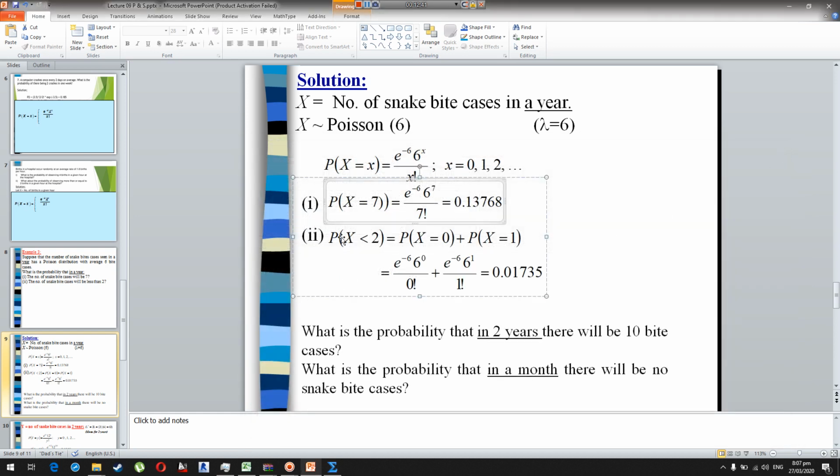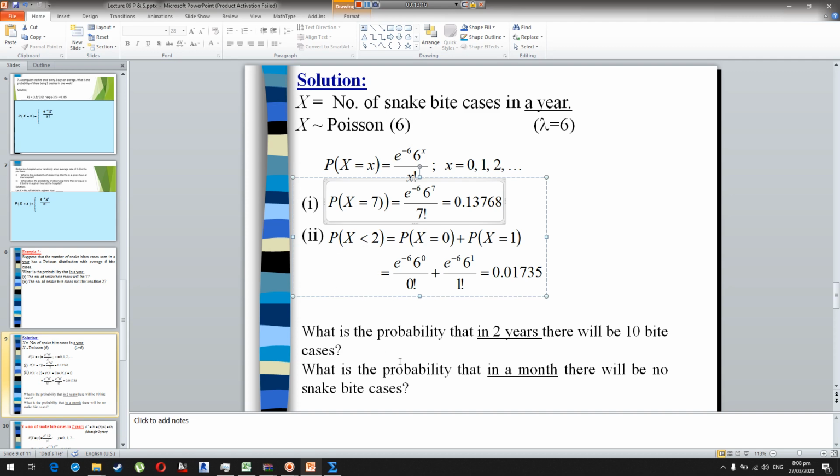Now the other one is when x is less than 2. So x less than 2 means the probability of x equal to 0 plus the probability of x equal to 1. We will not have a probability of x equal to 0.5 or x equal to 0.75, because these are all whole numbers. So we will take only whole numbers, that is x equal to 0 and x equal to 1. So the probability of x less than 2 is actually the probability of x equal to 0 plus the probability of x equal to 1.